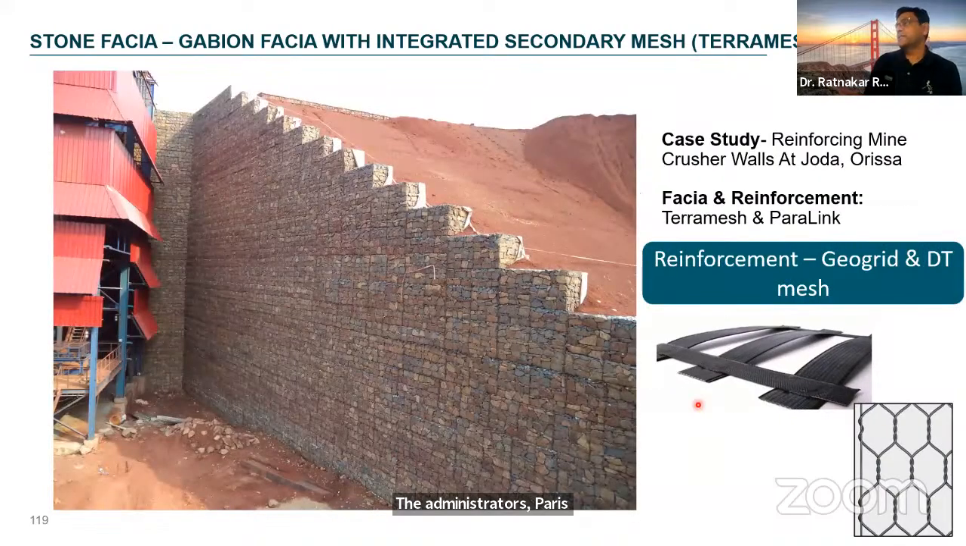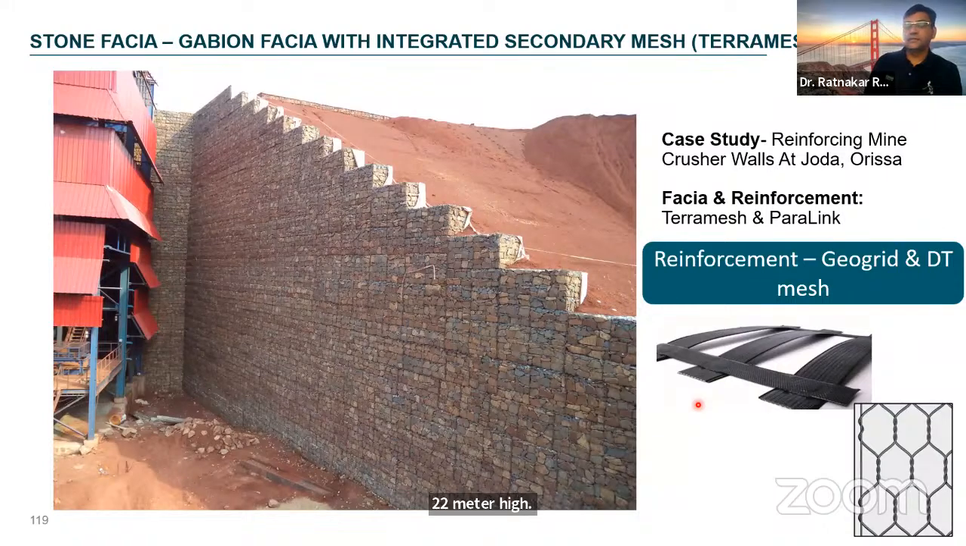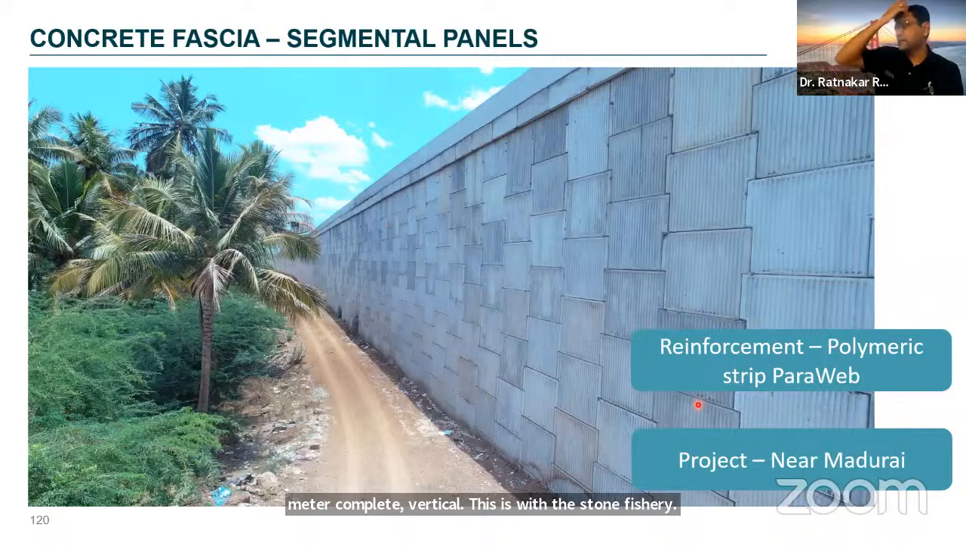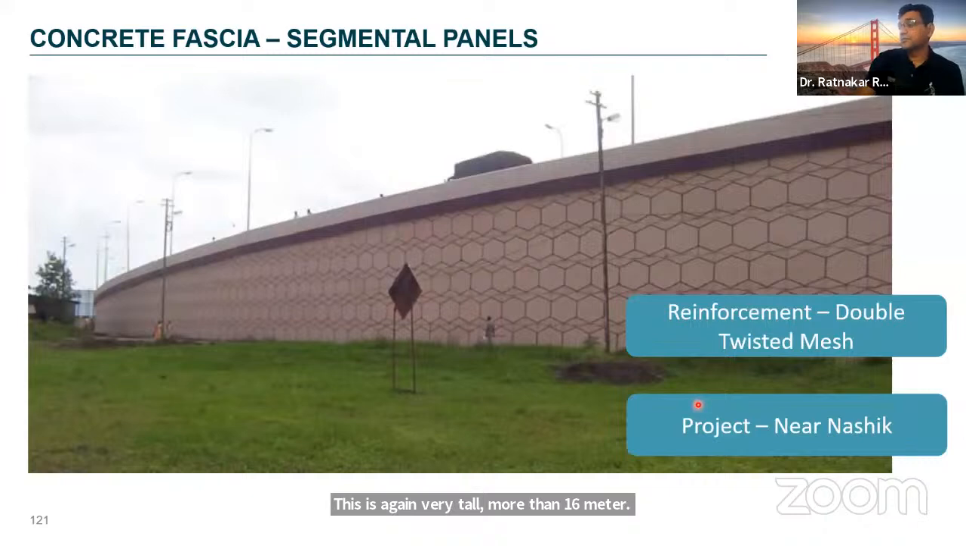A very interesting project, a 22-meter high retaining wall, which is built in the eastern part of the country in Orissa. You can imagine, 22 meters completely vertical. This is with the stone fascia and geosynthetic. This is again a very tall wall, more than 16 meters. This is a project near Madurai. This is a very old project, around 15 years old.